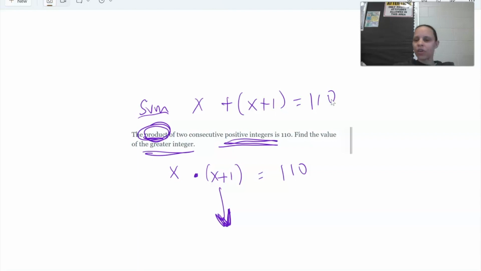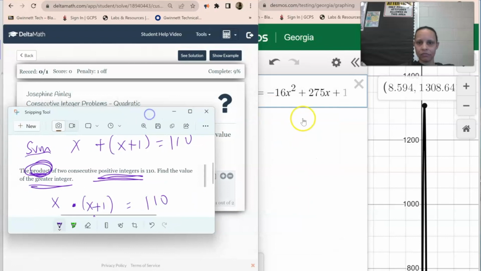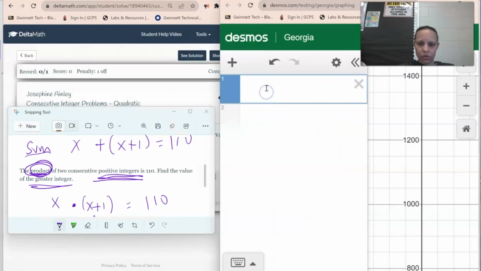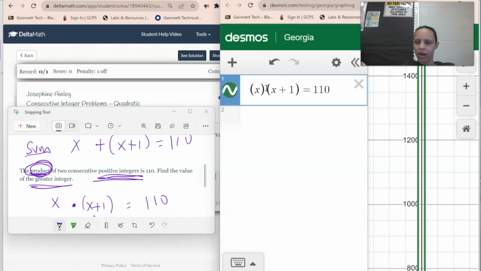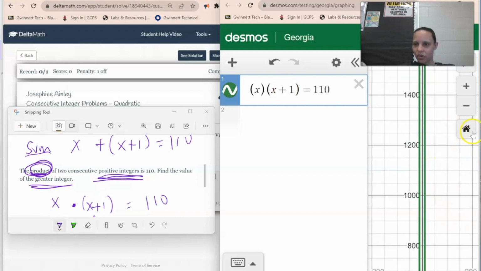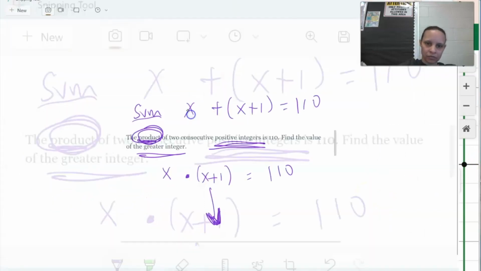All right, so again, once you have the equation, go ahead and put it in the calculator. So we have an x and then we have an x plus 1 equals 110. Once you have that, you want to find out what your x value is. My x value is where it crosses the x-axis. It can't be negative, right? Because it says positive integers. So this has to be 10. So x is equal to 10.